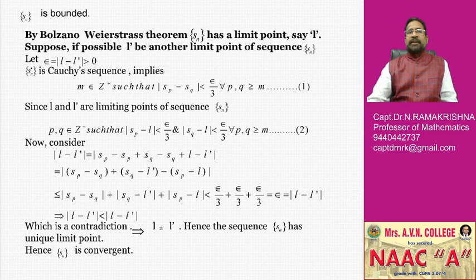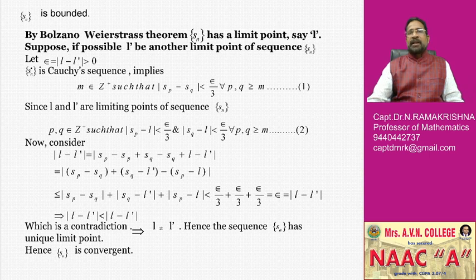If possible, L dash is another limit point of this sequence. We can assume like that. Now choose epsilon equal to modulus of L minus L dash. Since both are not equal, this is a positive real number. Sequence Sn is a Cauchy sequence, which implies there is some m belongs to Z plus such that modulus of Sp minus Sq less than epsilon by 3. This is true for all p, q greater than or equal to m.